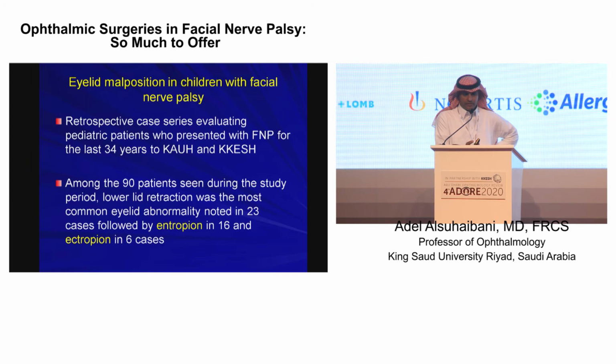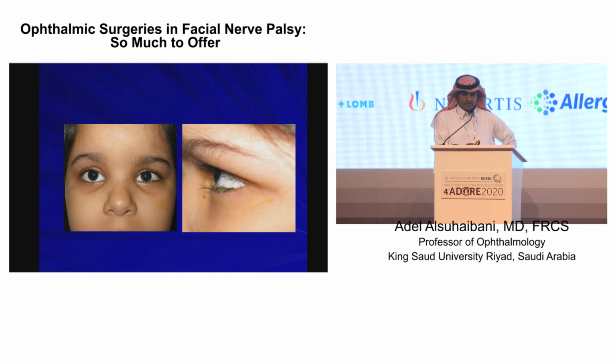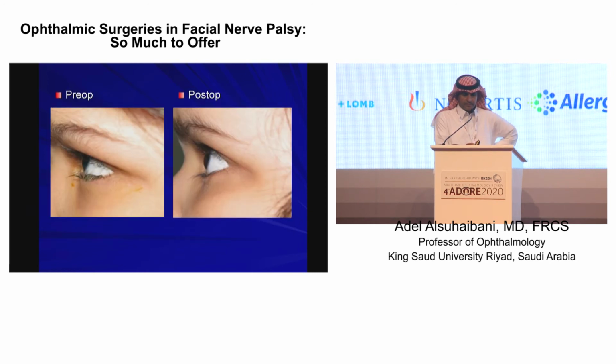Interesting, we look at our patient who presented with facial palsy in pediatric age group. The interesting thing I want to pay attention to, at the last part of the slide, is that entropion is more common in children compared to ectropion, which is opposite to what we see in adults. This is a patient with entropion secondary to facial nerve palsy, which happened because of a complication of otitis media. This is after surgery.